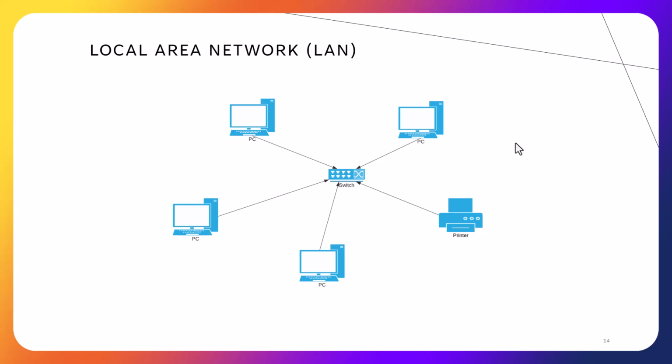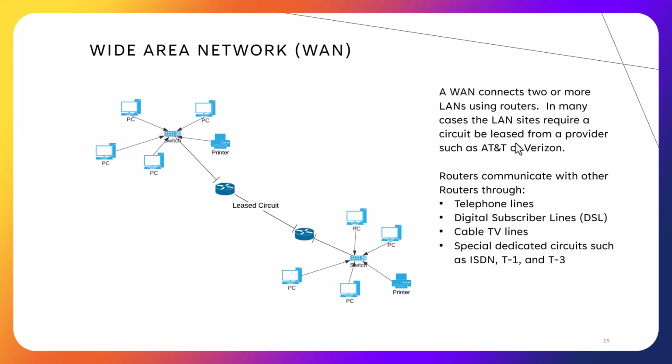So this is kind of what a local area network looks like: a bunch of computers connected to a switch and maybe a shared printer out here. Again, they can all connect and communicate with each other. A wide area network is going to take two local area networks and connect them together with some routers.